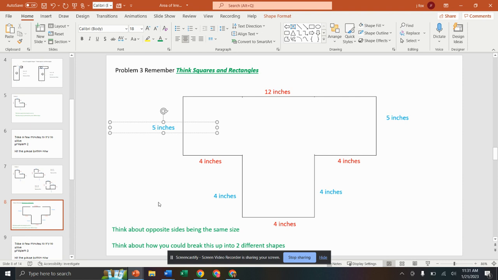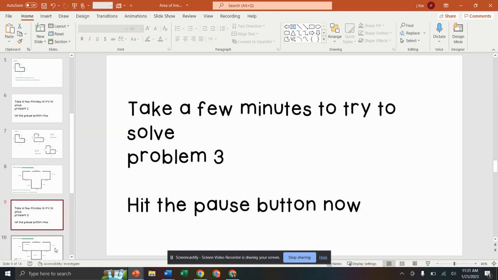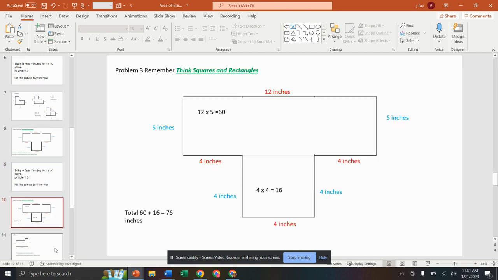Now, I want you to try to break this up and see what you come up with, okay? So, take a few minutes to work on problem number 3. Hit the pause button now, and when you feel like you've completed it and checked it over, unpause it and see how you did. Okay. All right, let's see how you did.